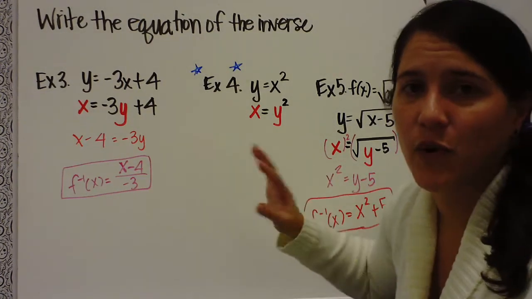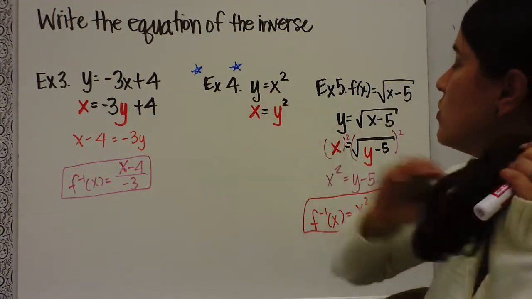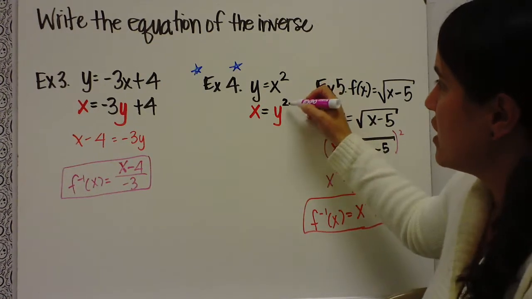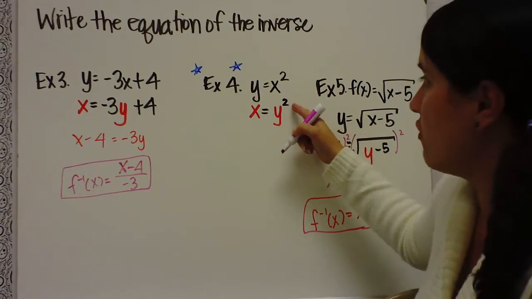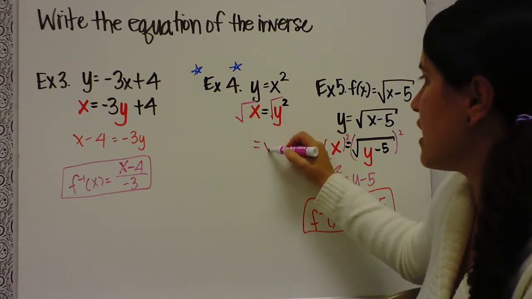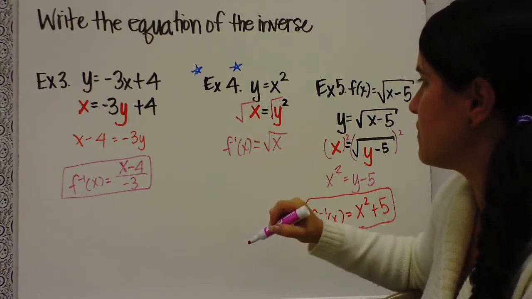Now going back to example 4, this one is just a little bit tricky, and I'm going to explain why. You see y equals x squared. I switch my x and my y. To solve a square, we would take the square root of both sides. And I see that the square root of x is my inverse.